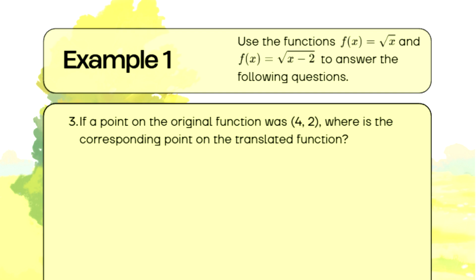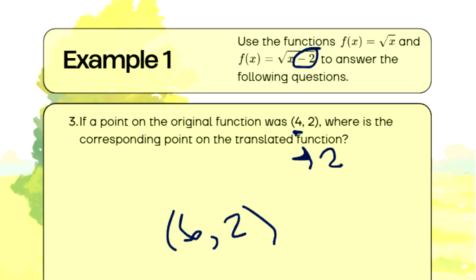Here's question number 3. If a point on the original function was 4, 2, where is the corresponding point on the translated function? We are moving right 2, and the only number that changes is the x value, which is right here. So 4 plus 2 is 6. So our new point is 6, 2.